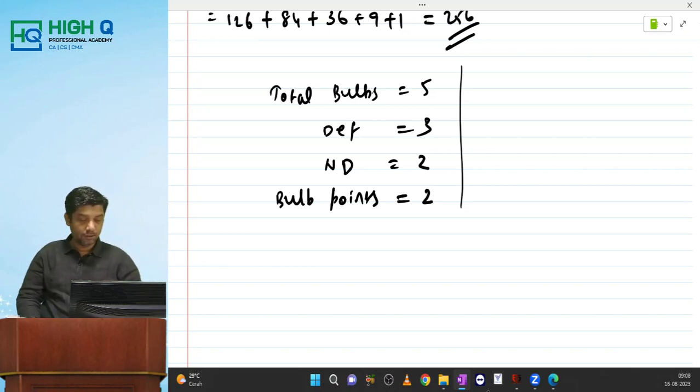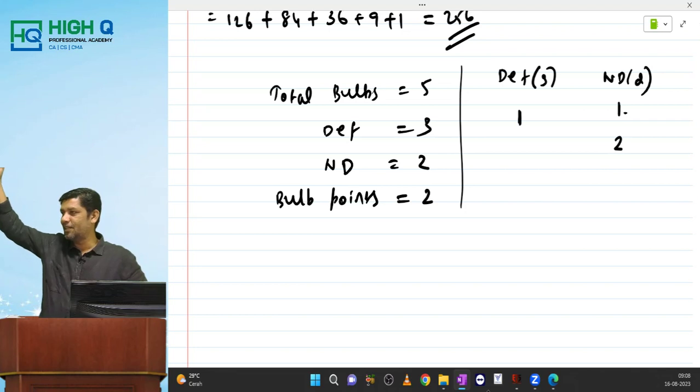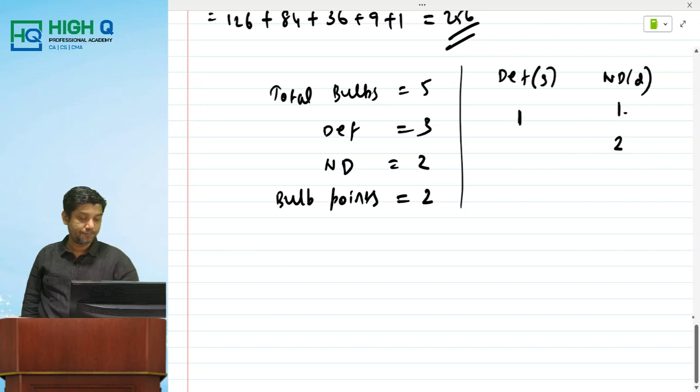Okay. Now, I hope you understand. If the room is lit, that means at least one bulb should be non-defective. Defective: how many? 3. Non-defective? 2. At least one bulb should be non-defective. That means either one bulb is non-defective or both the bulbs are non-defective. If one bulb is not defective, the other one has to be defective, since only 2 bulbs can be selected. If both are non-defective, then yes.